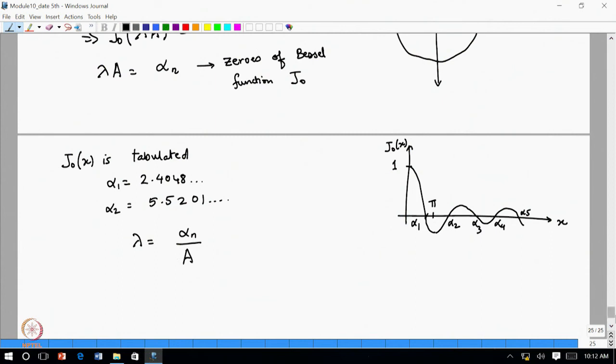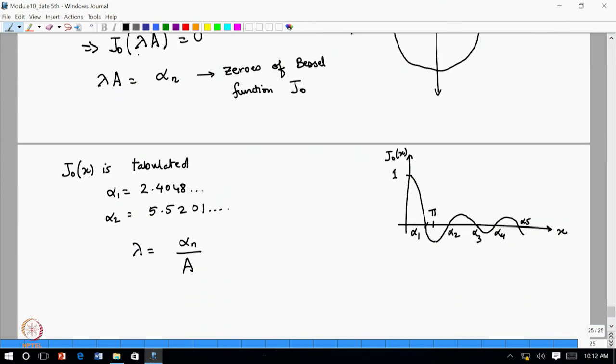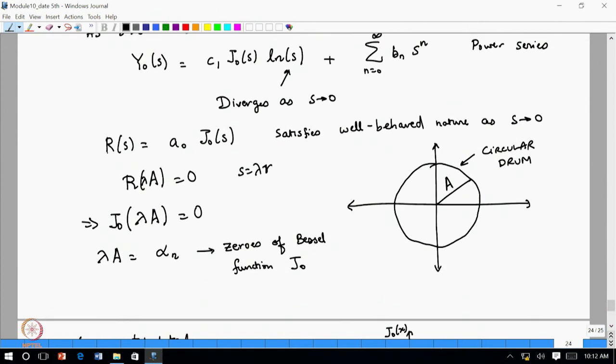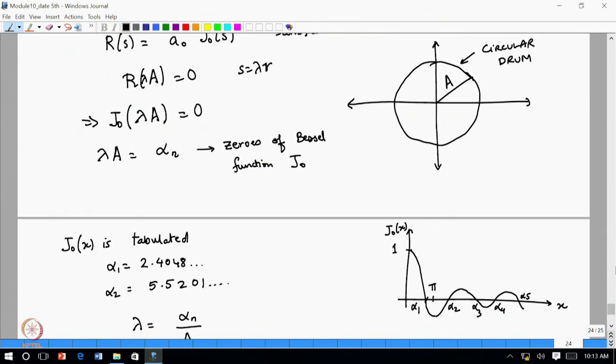Okay. So, this will ensure that when you take lambda times A, you will get a zero of the Bessel function. Lambda times A is a zero of the Bessel function. Therefore, the wave function R of r will go to 0 at the boundary. This will ensure that the amplitude of the wave will go to 0 at the boundaries.